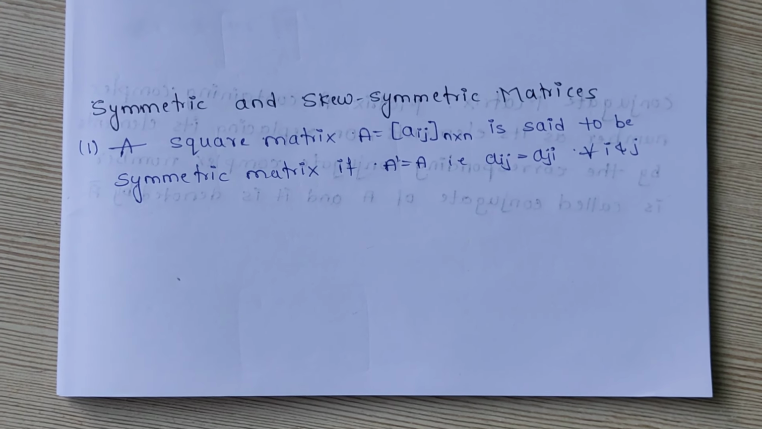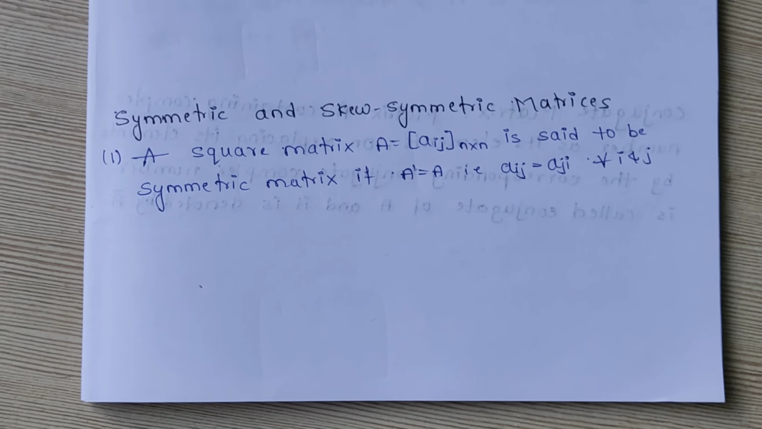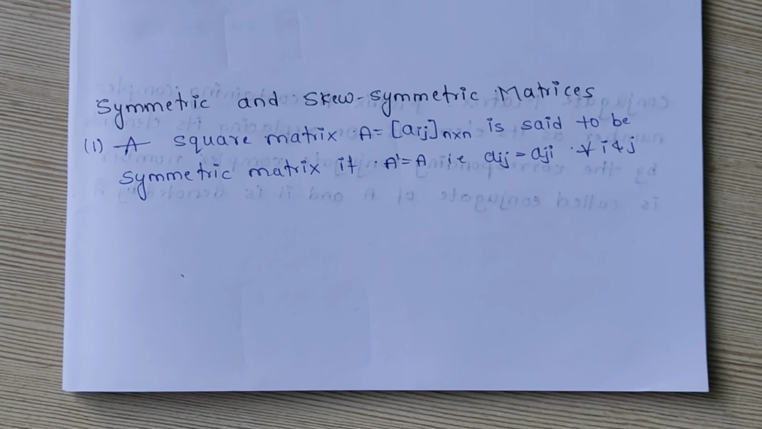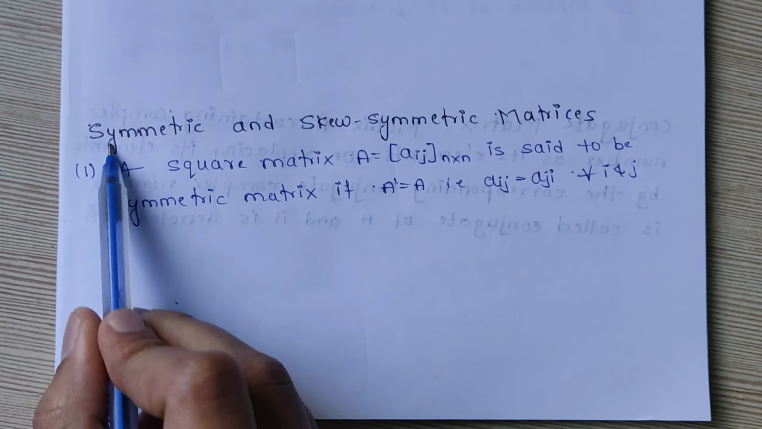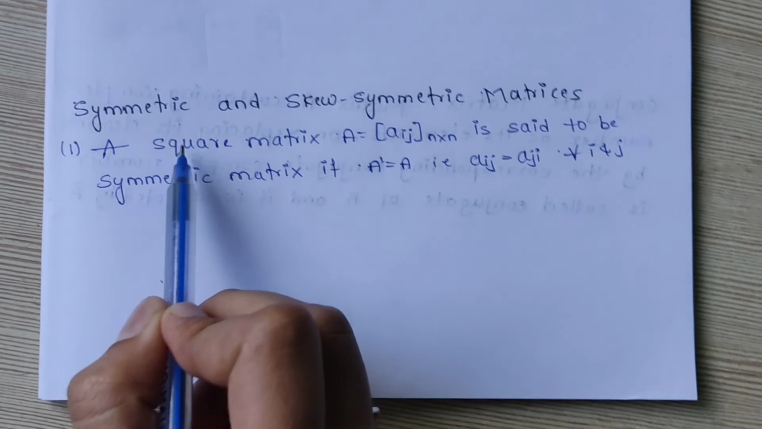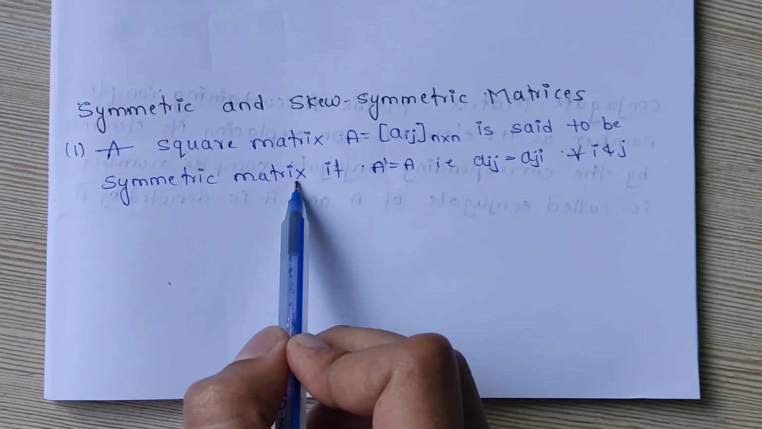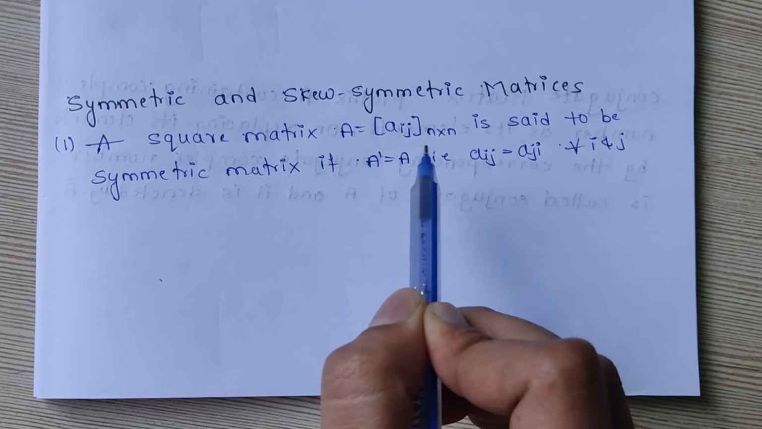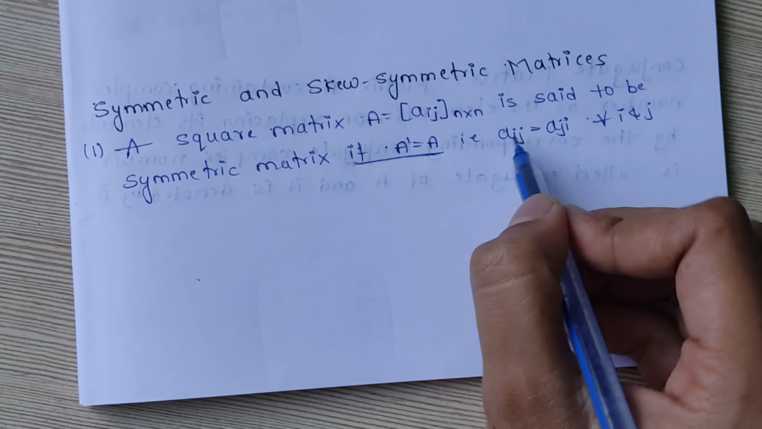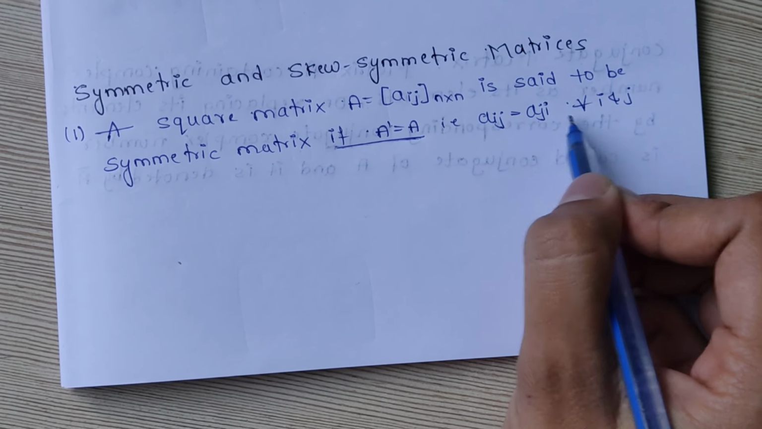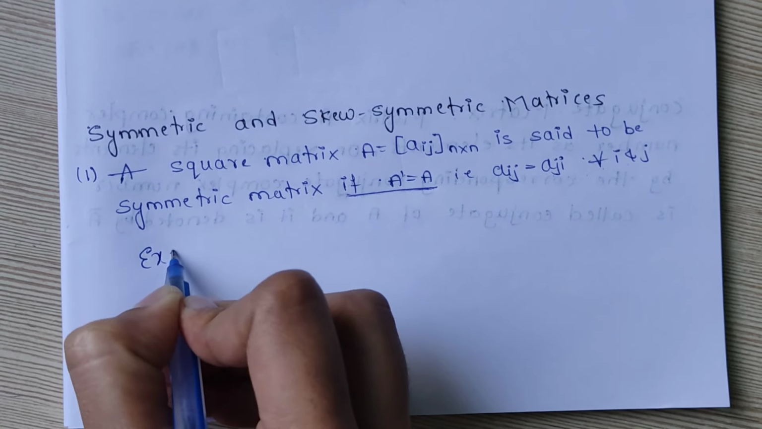So the next one is symmetric matrix and skew symmetric matrix. Most of the students will get confused here. So in a simple way we will learn today. So the first one is symmetric. A square matrix A equals Aij is said to be a symmetric matrix if A dash equals A. So this is the condition, that is Aij equals Aji for all i and j. So by example we understand.